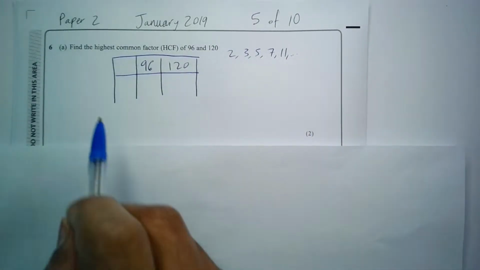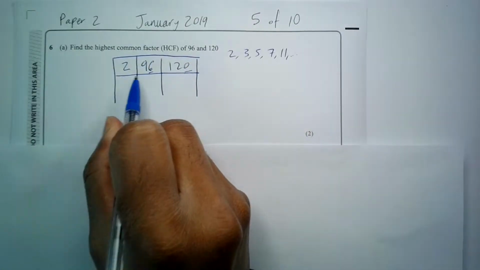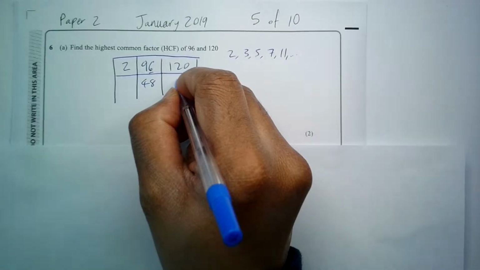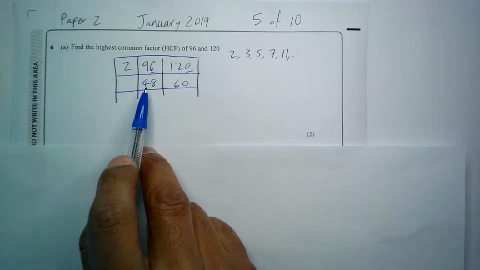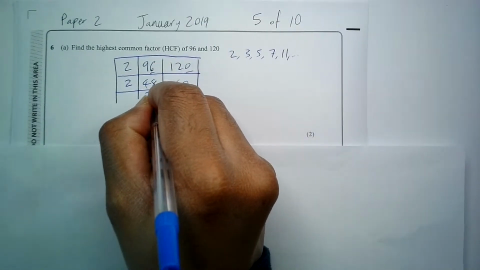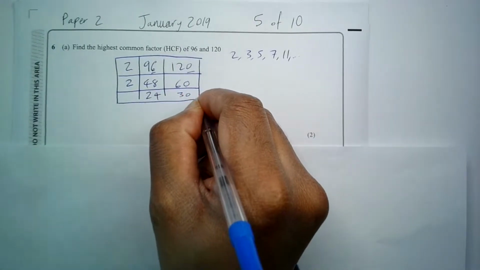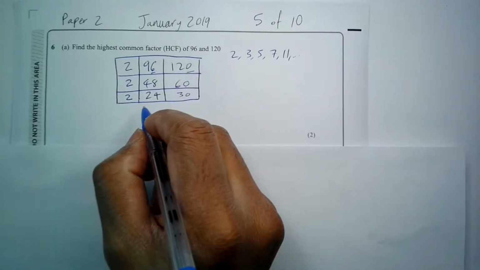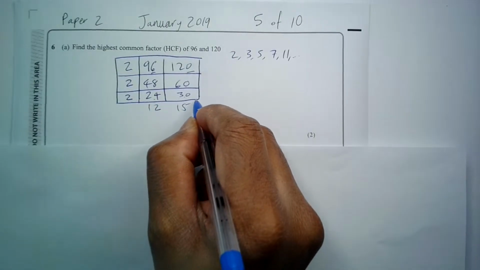All right, so they're both even because they end in 6 and 0. So I'm going to divide by 2. 96 divided by 2 is 48. 120 divided by 2 is 60. And now I can divide these by 2 again. 24. 60 divided by 2 is 30. I can divide by 2 again. I should have done divide by 4 or even divide by 8 if I did spot that. 24 divided by 2 is 12. 30 divided by 2 is 15.